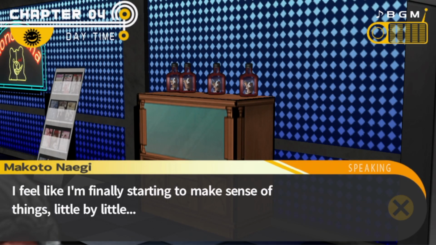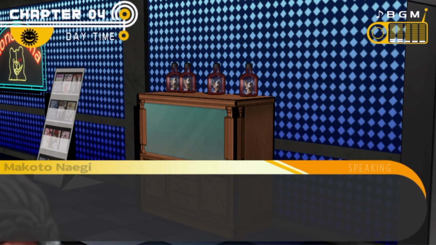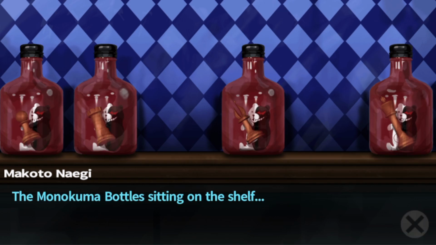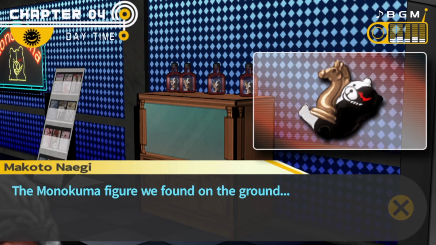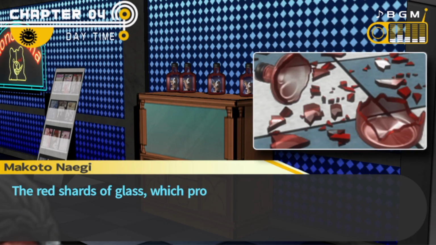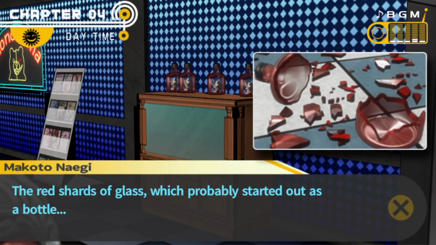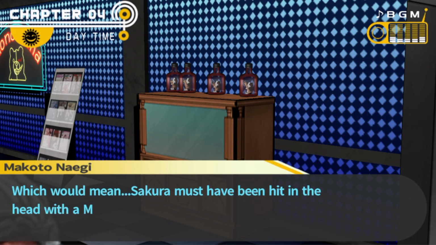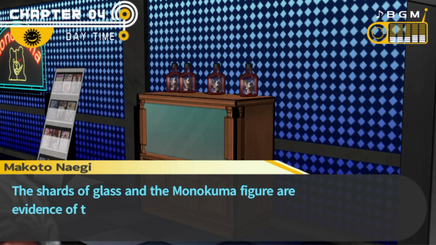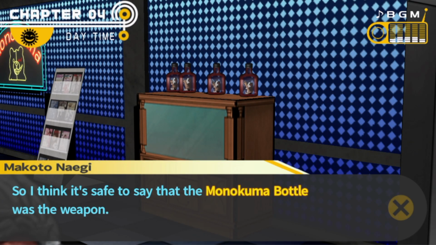I feel like I'm finally starting to make sense of things little by little. The Monokuma bottle sitting on the shelf. The Monokuma figure we found on the ground. The red shards of glass, which probably started out as a bottle. Which would mean Sakura must have been hit on the head with a Monokuma bottle, right? The shards of glass in the Monokuma figure are evidence of that. So I think it's safe to say that the Monokuma bottle was the weapon.